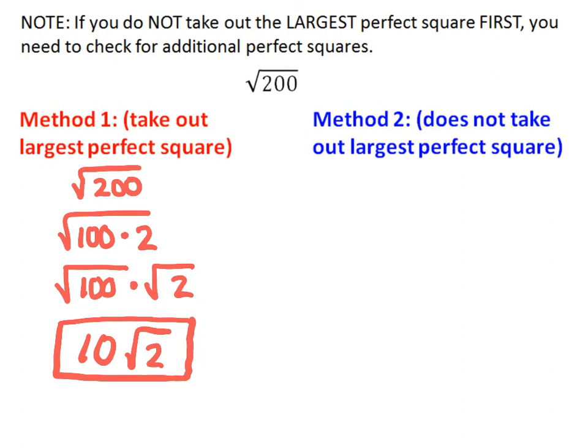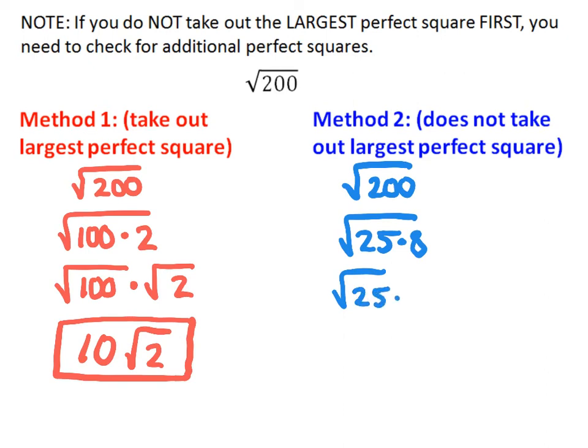Now some of you may say, well, I could divide a smaller perfect square first. So for example, with the square root of 200, you may say, oh, 200 can be divided by, for example, 25. So if I were to do that, it will become 25 times 8. So it's the square root of 25 times the square root of 8. And if I simplify, the square root of 25 becomes 5 square root of 8. The issue here is that this is not fully simplified. I can continue to simplify that square root of 8.